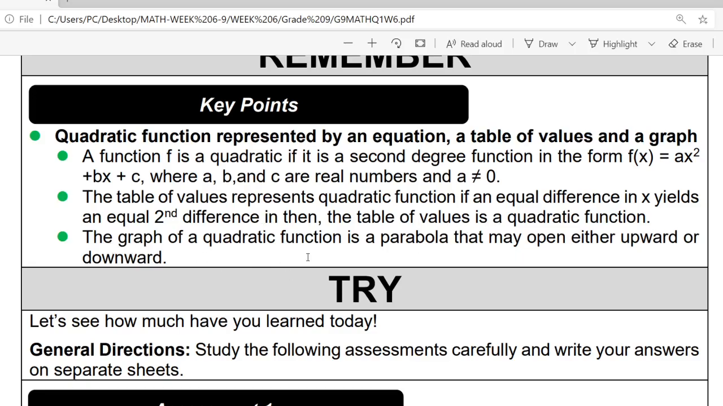The graph of a quadratic function is a parabola that may open either upward or downward. It opens upward if the value of a is greater than 0 or positive. It opens downward if the value of a is less than 0 or negative.